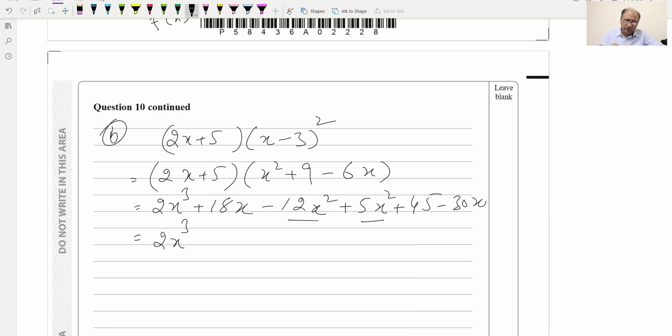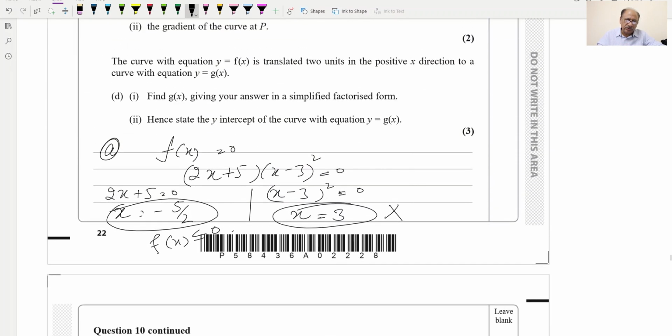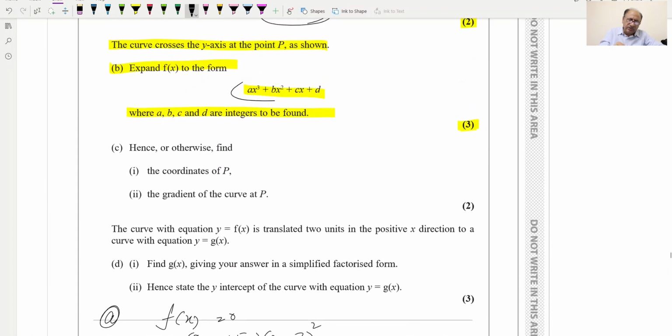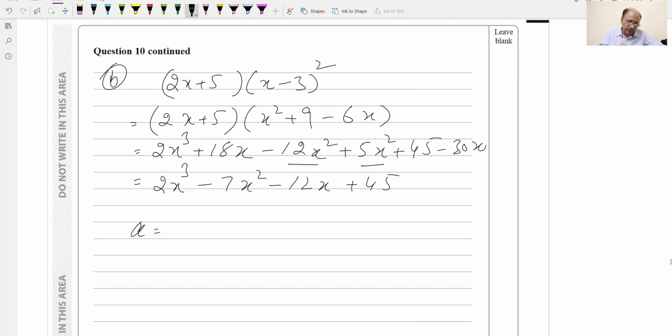Now we can simplify. This will be minus 12 plus 5, so it will be minus 7x squared, and 18x minus 30x will be minus 12x, and plus 45. Now we can compare it with the required equation, which is in this format with a, b, c, d values. So a is equal to 2, b is equal to minus 7, c is equal to minus 12, and d is equal to 45.